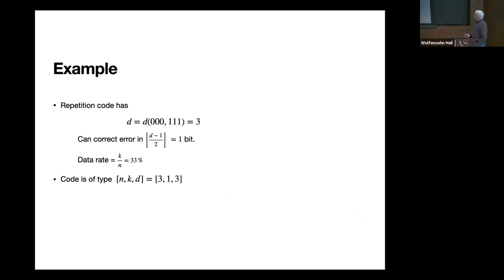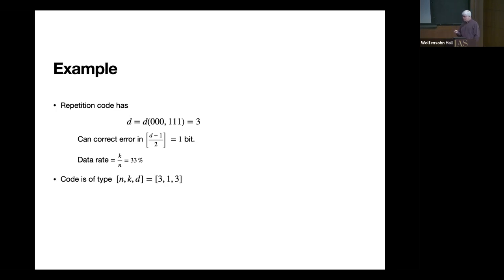Okay, so once again, going back to the repetition code, in that case, we have a Hamming distance of 3. There are only 2 code words, and that means we can correct the error in 1 bit. The data rate, which is the ratio of the number of bits that actually carry information, so it's the ratio of the dimension of the code subspace to the dimension of the total space, K over N, is 33%. It's not a great data rate, and repetition codes with more bits would have an even worse data rate.